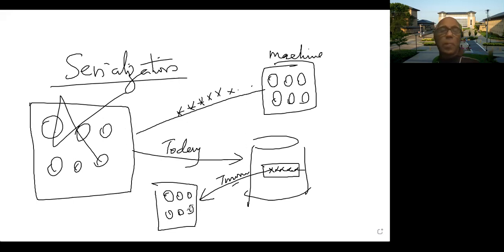Okay. That is what serialization does. What you do today to convert these objects into a sequence of bits is called serializing. And the process of converting these bits back to the objects is called deserialization.